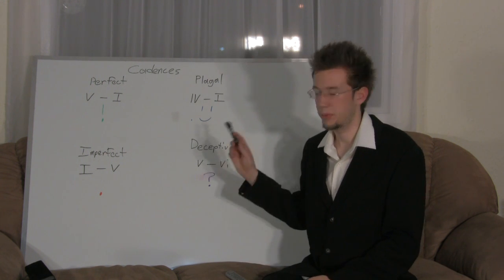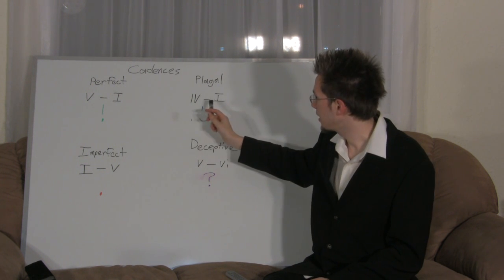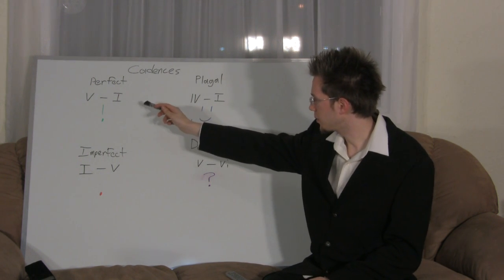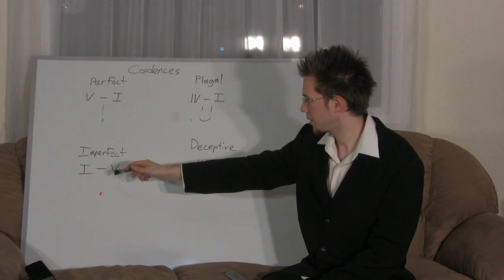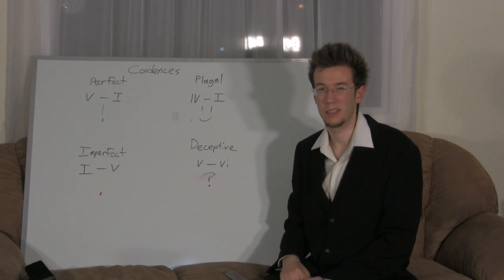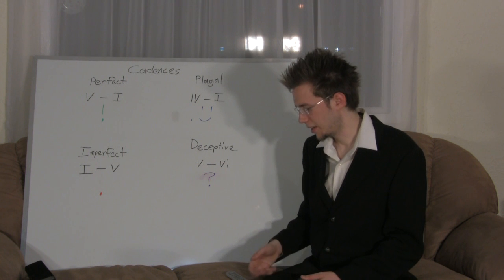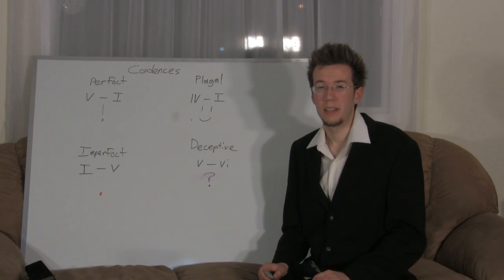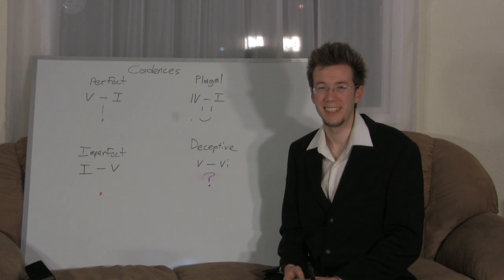So, okay, before we go on, I want you guys to write down perfect and plagal. 5-1 is a perfect, plagal is 4-1, and then also write down imperfect and deceptive. And I want you to memorize this chart, so you know it, okay? Okay, cool. All right, so that is that part, and now let's move along to the drawing.